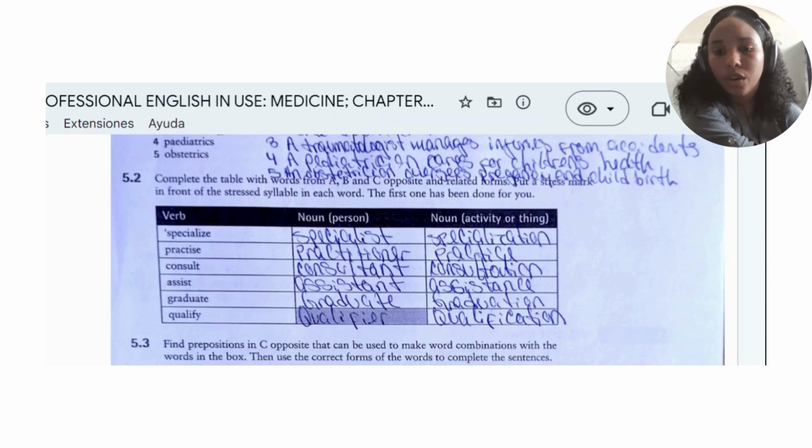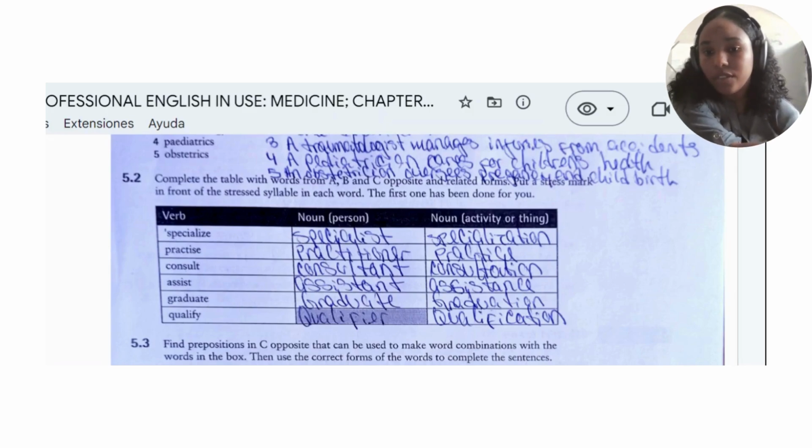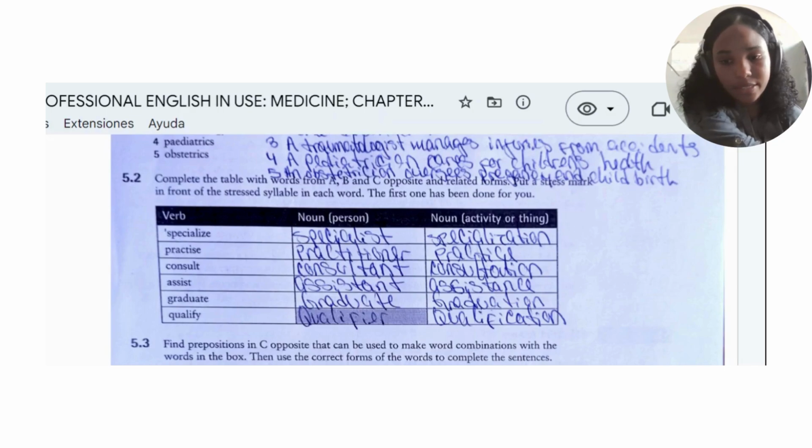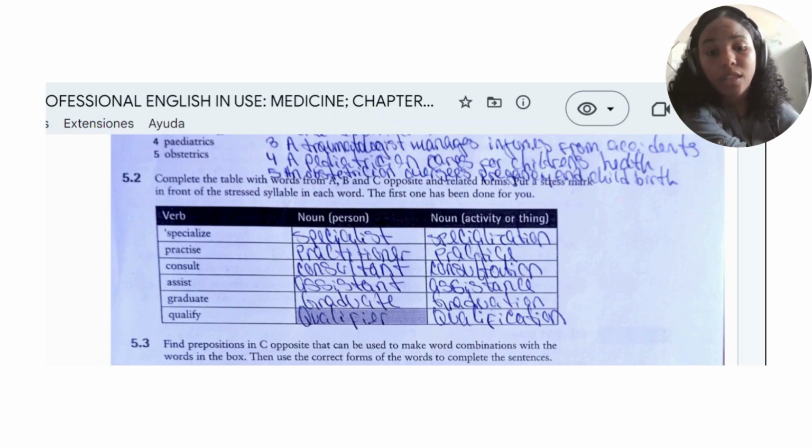Complete the table with words from A, B, and C opposite in related forms. Put a stress mark in front of the stressed syllable in each word. The first one has been done for you. Specialize, specialist, specialization, practice, practitioner, practice, consult, consultant, consultation, assist, assistant, assistance, graduate, graduate, graduation, qualify, qualifier, qualification.